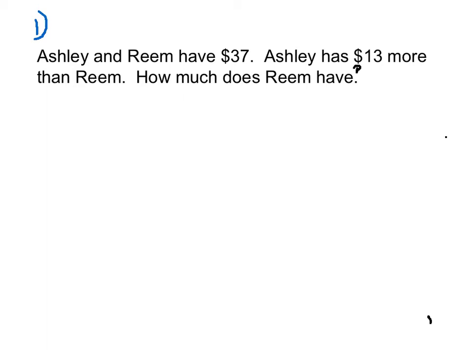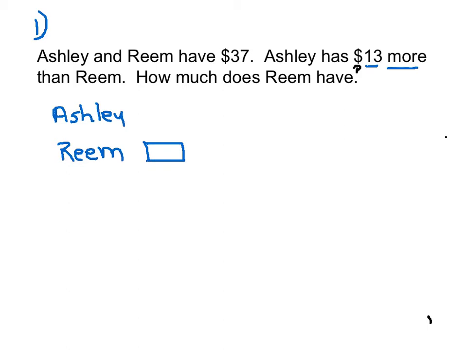Okay, when I answer the question who's involved, I know that I have Ashley and I have Reem. And if you want to abbreviate one of those names, you certainly can. And then I look to see who has the smallest amount. Well, Ashley has $13 more than Reem, so Reem has the smallest amount. So I'm going to give Reem the box.